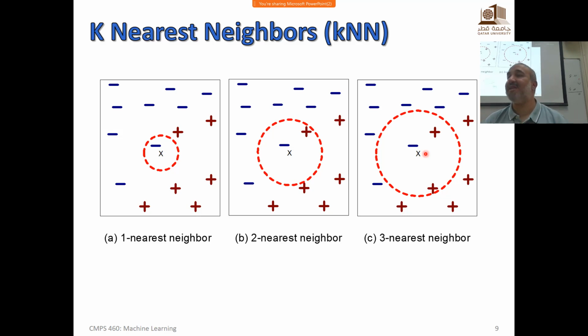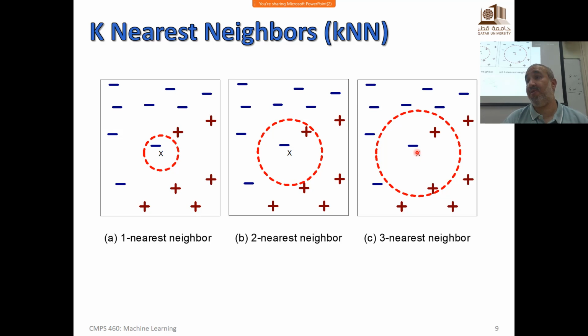So you understood that the depth of the tree is a hyperparameter? Yeah, I guess. Because it changes your decisions, right? It changes the model that you train, right? Yeah. Here also, K is a hyperparameter. It changes the way that you make decisions. Instead of considering only one point here, where the predicted label will be negative, you might consider 3, and the predicted label will be positive.